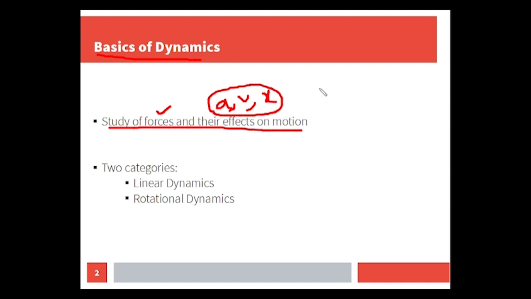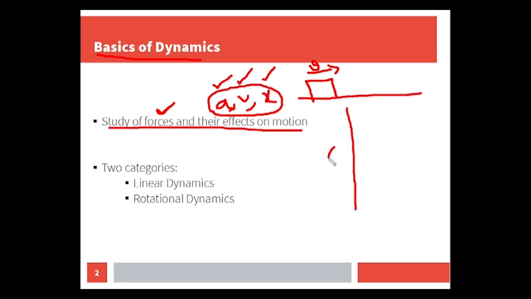These effects. So, for example, say a block is moving with some velocity. We are interested in what its acceleration is, what its velocity is, what its change in displacement is. So, what force is necessary to stop it? Similarly, similar things can happen in the case of a body rotating.